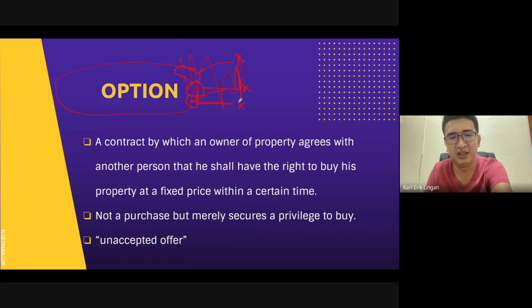Pero hindi ganun ang discussion natin. Okay? Ang option contract, or ang tawag nila dyan, either option contract or option money. Ang option ay isang contract. So, dapat dyan, tumatakbo na ulit yung isip nyo. Contract. Ibig sabihin, consent, object, consideration. Tama? By which an owner of property, so yung may-ari, agrees with another person, so dalawang tao, that he shall have the right to buy his property at a fixed price within a certain time.